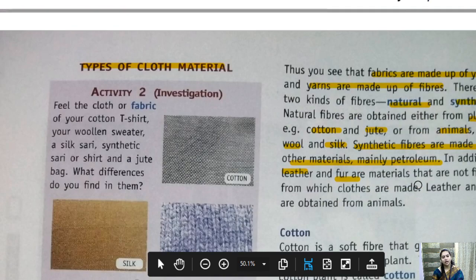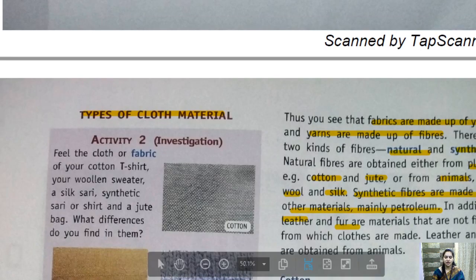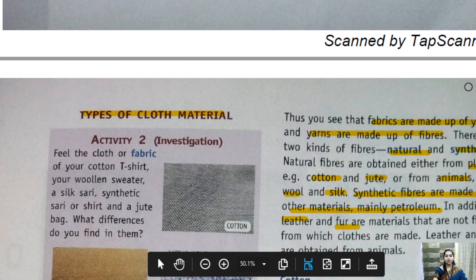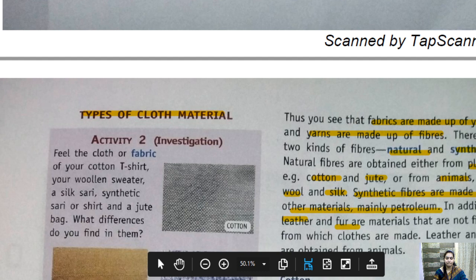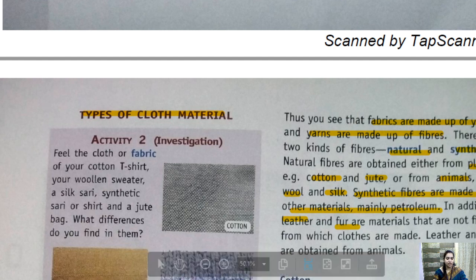Okay, so now children, in this chapter we have to talk about the natural fibers. We have 4 different types of natural fibers, that is cotton, jute, silk and wool. We have to study all these 4 natural fibers in detail.